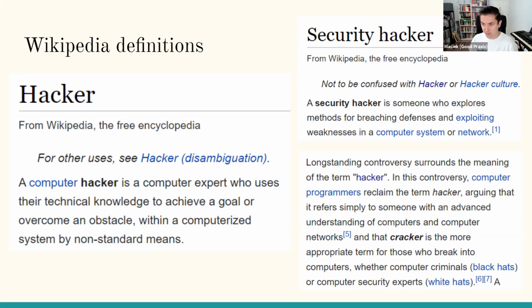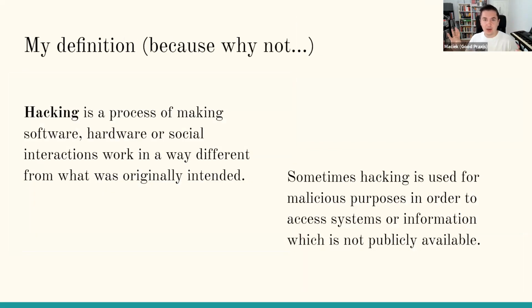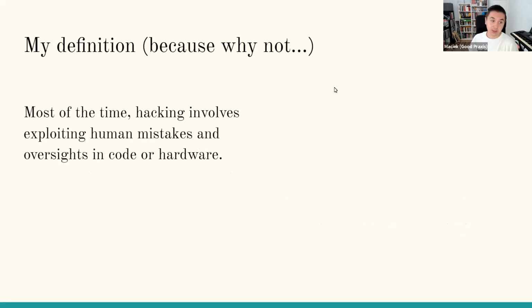So you have these two definitions, but since this is my workshop, I'll present my own definition, because why not? In my own words, hacking is a process of making software, hardware, or social interactions work in a way different from what was originally intended. Very aligned with what Billy said about making things work differently and not in ways that weren't intended. And obviously, sometimes hacking is used for malicious purposes in order to access systems or information which is not publicly available. And then finally, most of the time, hacking involves exploiting human mistakes and oversights in code or hardware.